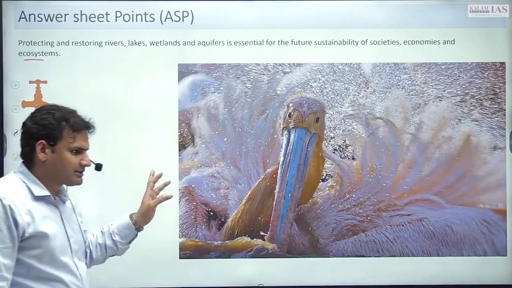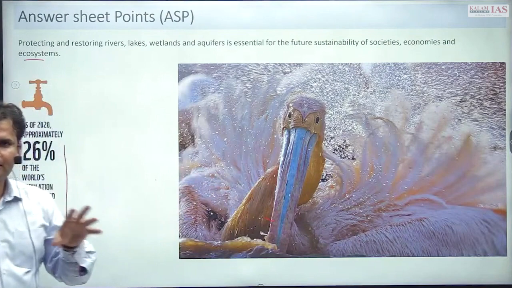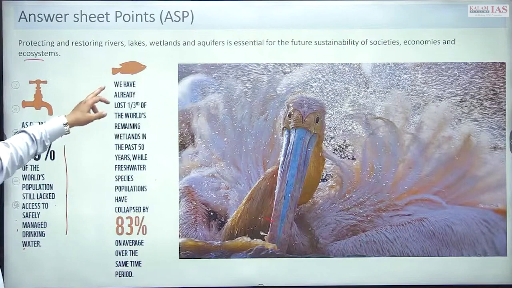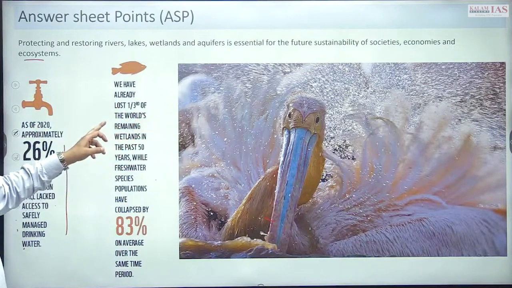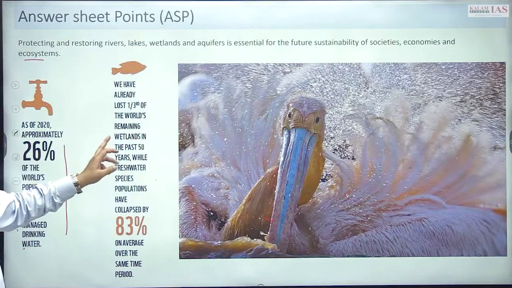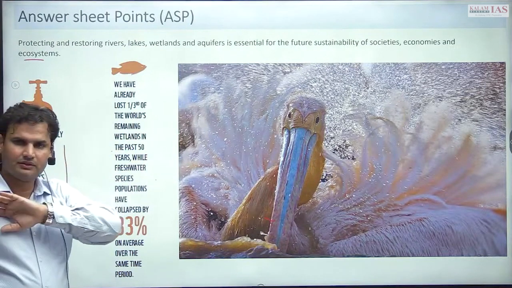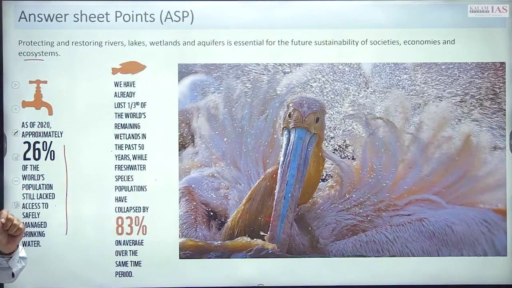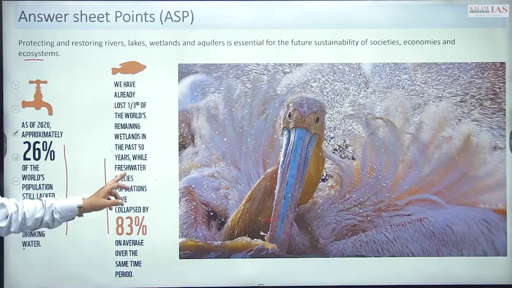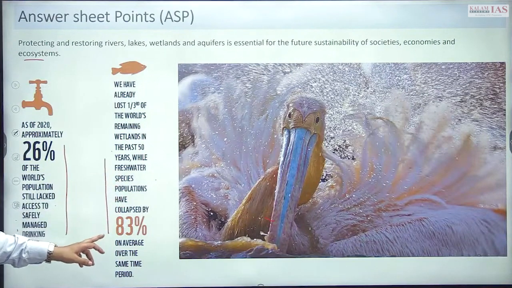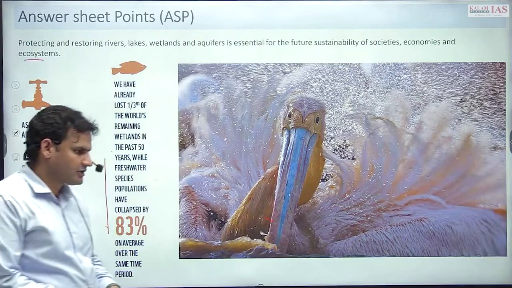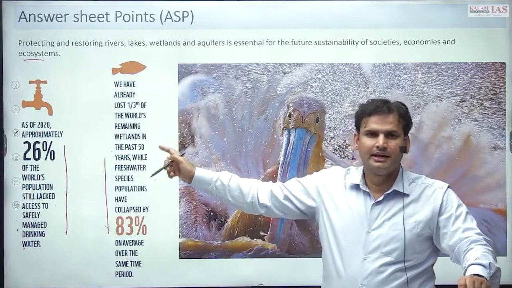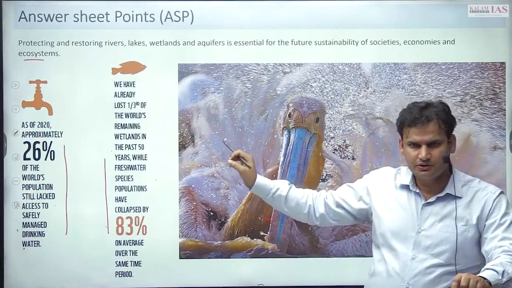Also, what about the ecosystems? Because for biodiversity, water is their life, their home, right? So what we have done is we have already lost one third of the world's remaining wetlands in the past 50 years. Since 1970 we have lost one third, right? So we need to arrest this, and because of that, what has happened? Freshwater species populations have collapsed by 83% on average over this time period. So these data can come in handy while writing answers for such questions.